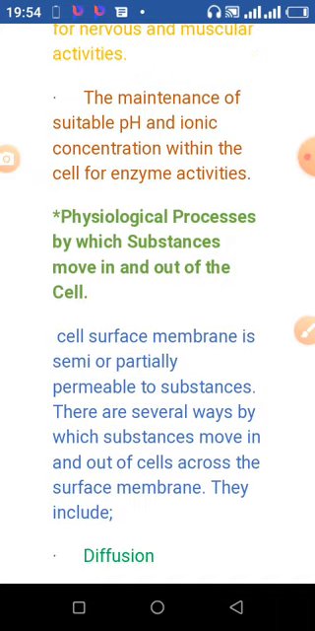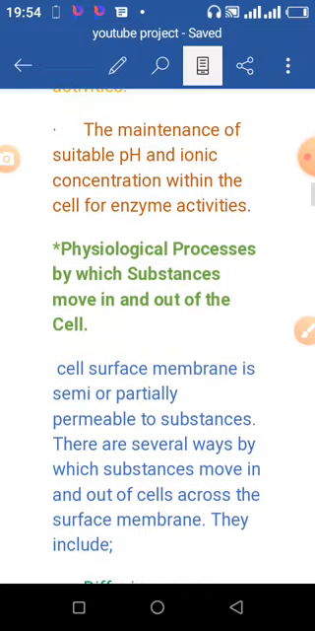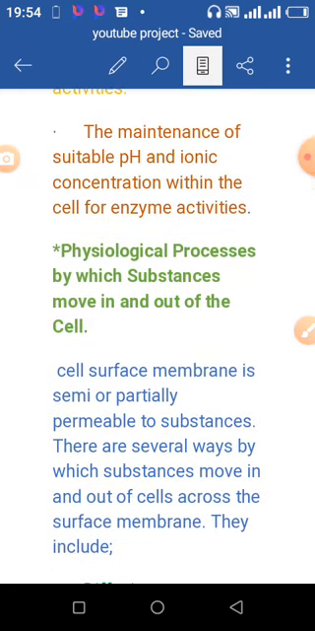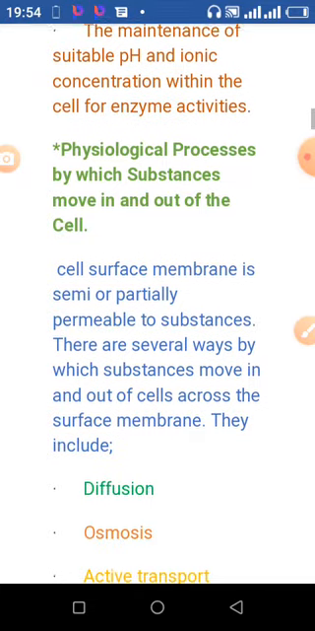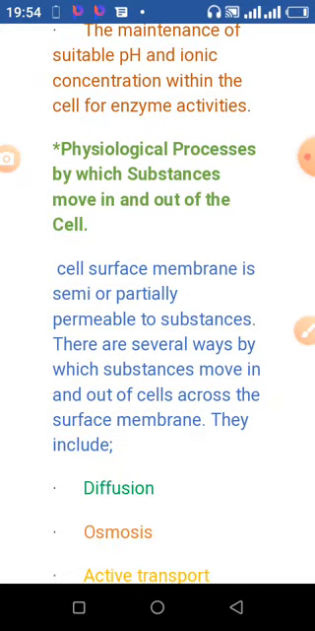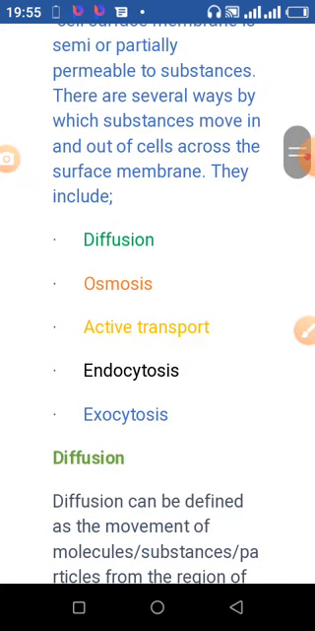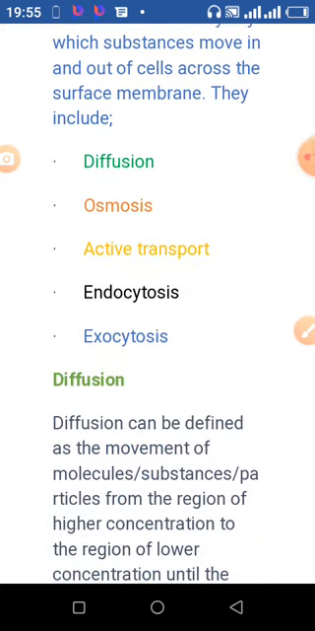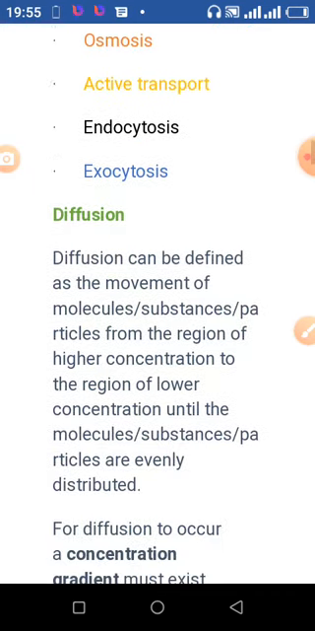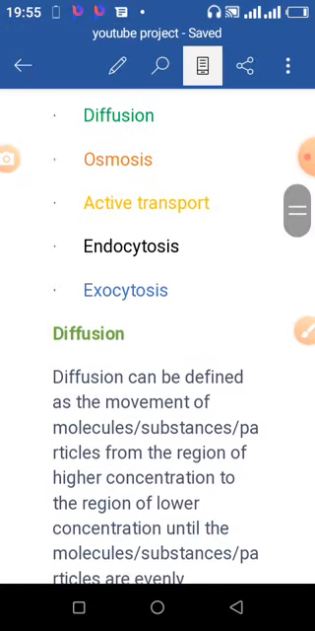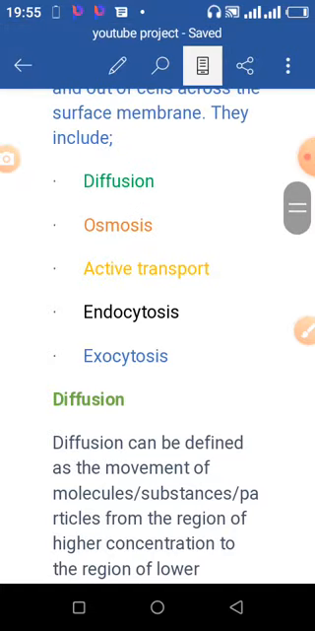Another subtopic that we have to discuss is the physiological processes by which substances move in and out of the cell. Some of the examples are diffusion, osmosis, active transport, endocytosis, exocytosis, and so on. So we talk about diffusion. Diffusion is one of the ways by which substances move in and out of the cell.